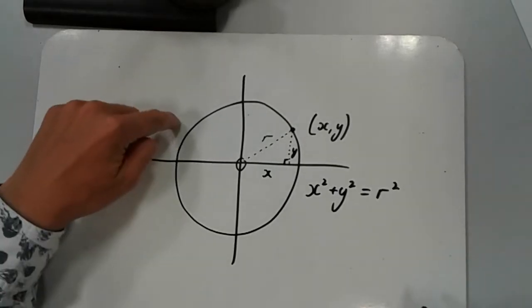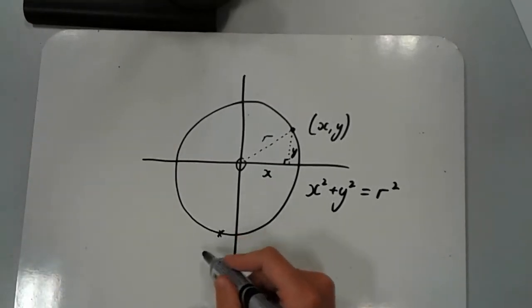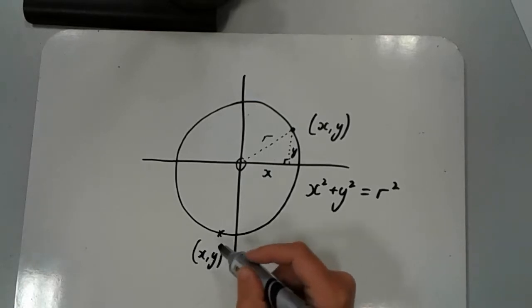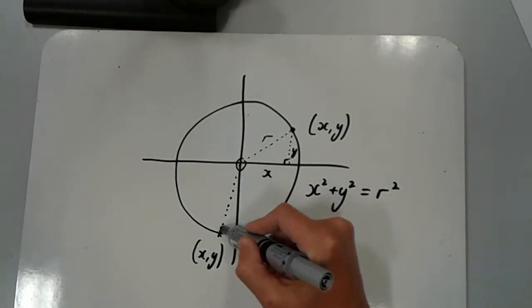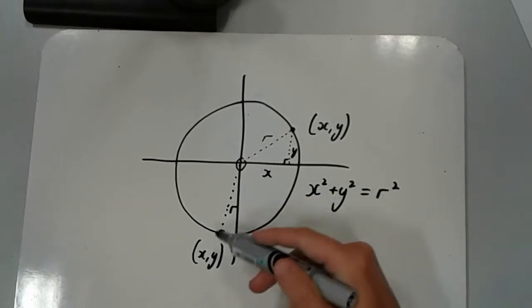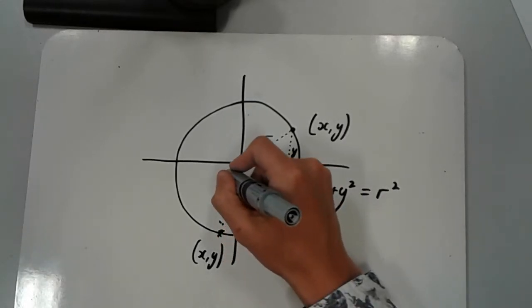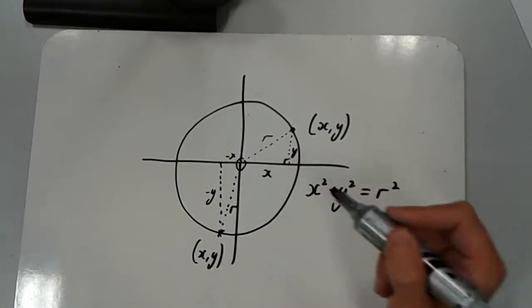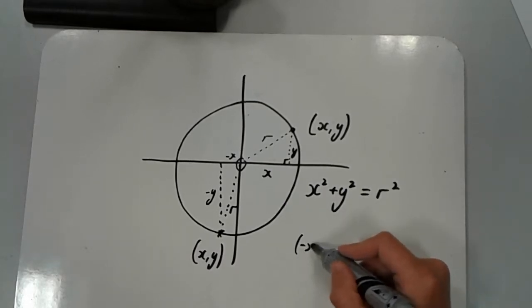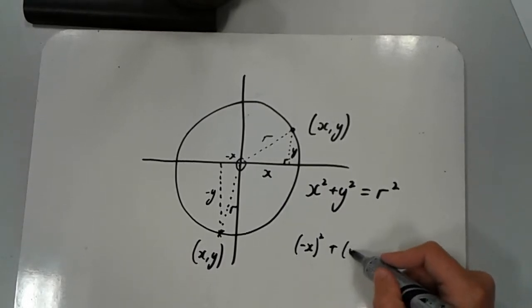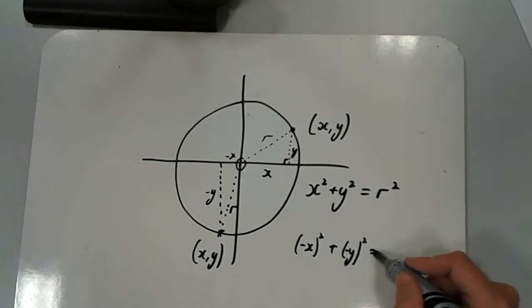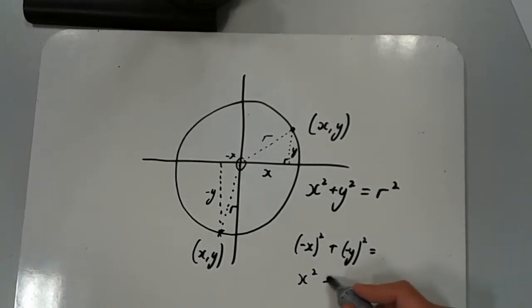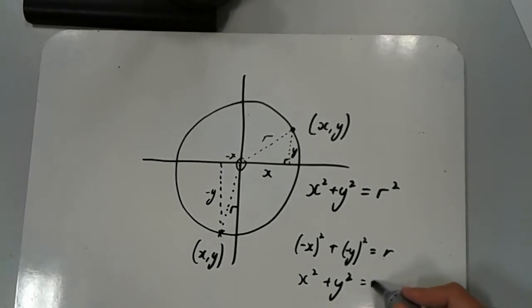If we did take a different point, let's say one over here, we had a different x and y. Remember, it's a circle, so that's still going to be r, despite my lousy drawing. That distance there would be negative x, and this would be negative y. But if we square negative x and we square negative y, that would be exactly the same as x squared plus y squared. And we know that that would still equal r squared. So that will work for any point on our circle.